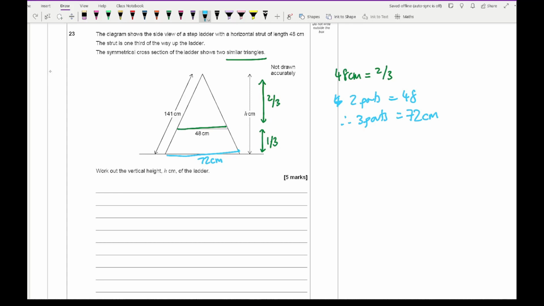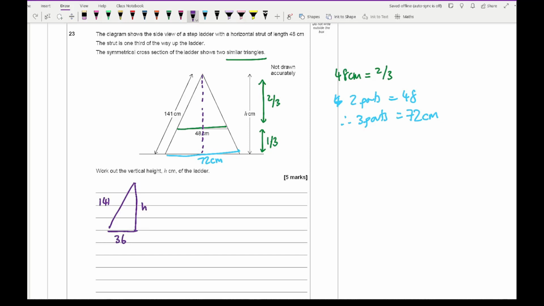Now the next thing we then need to do is work out the height of that. Well, if I simply split this into 2, notice that I've got a right angle triangle. So this length here is going to be half of 72, which is 36. This is 141. h is what I'm wanting to calculate.